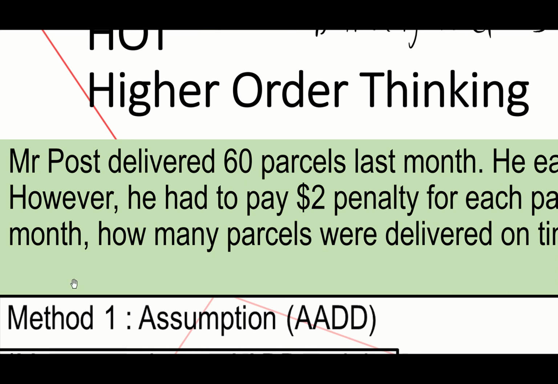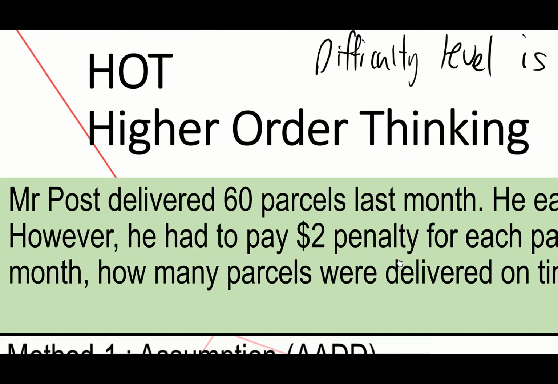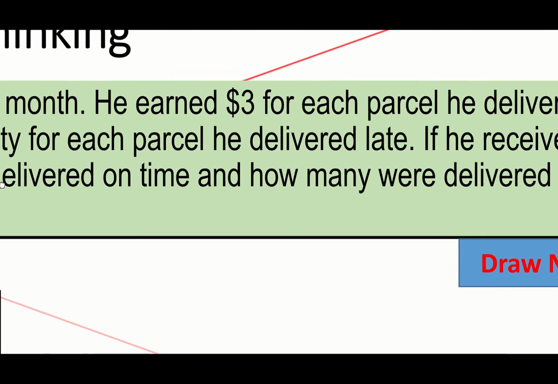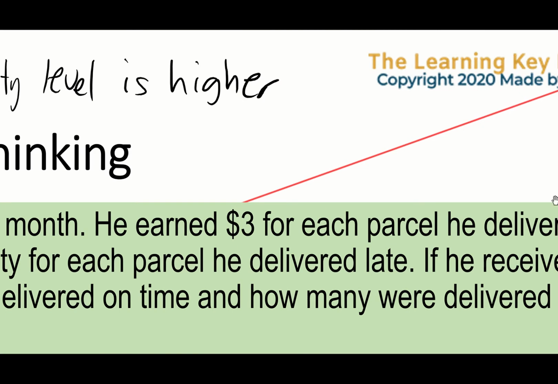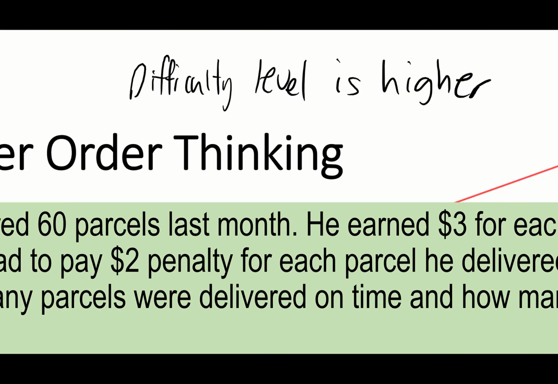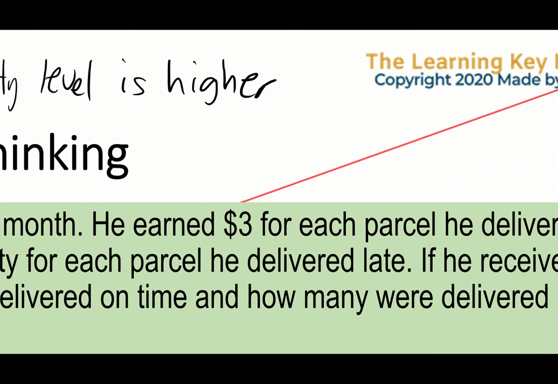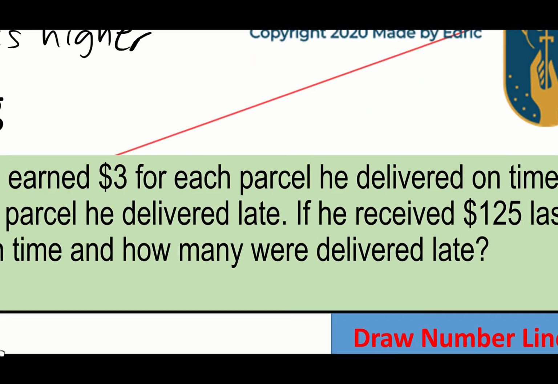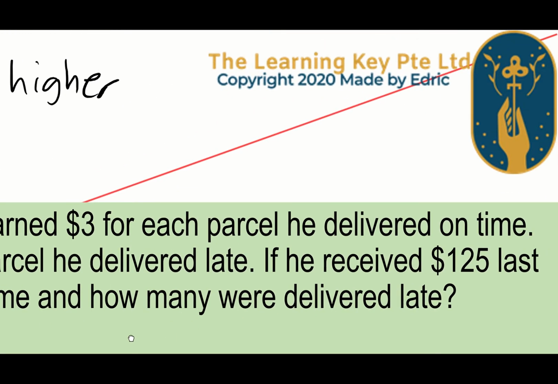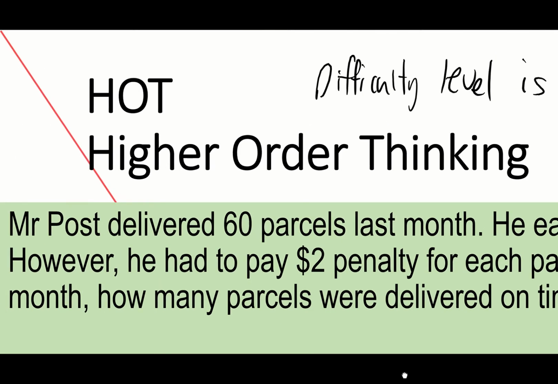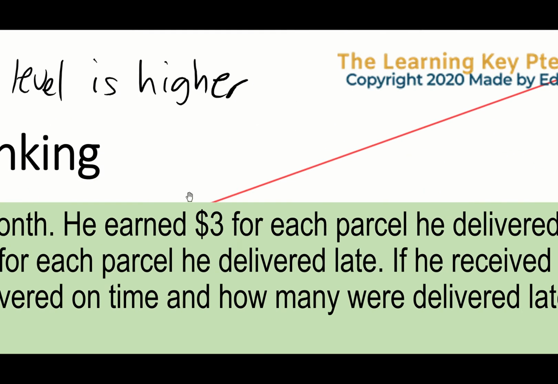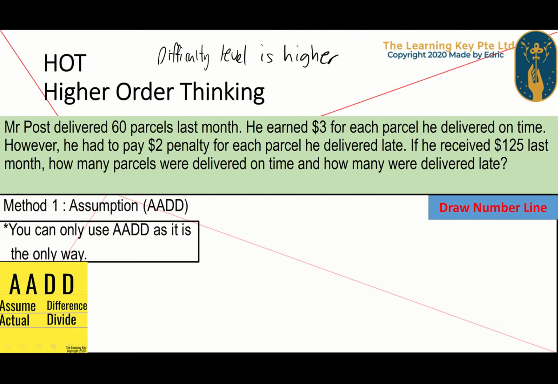Mr. Post had delivered 60 parcels last month. He earned $3 for each parcel he delivered on time. However, he had to pay $2 penalty for each parcel he delivered late. If he received $125 last month, how many parcels were delivered on time and how many were delivered late?